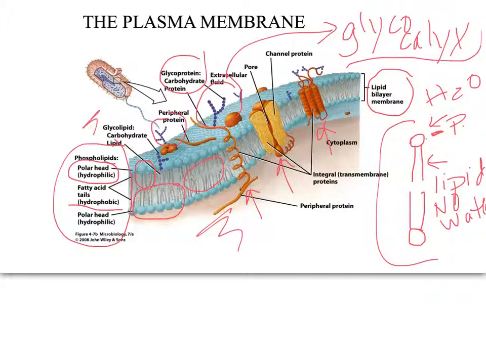And the glycocalyx is all about identity. It's how we recognize self. So no two people, unless you have an identical twin, have an identical glycocalyx. So it's just interesting. You can learn more about it if you take more biology classes.